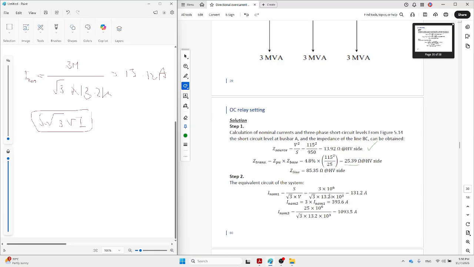So 131.2 amp, if not mistaken, correct? Oh yes, sorry, I missed a dot. 131.2 amp, okay? 131.2 amp times 10, for me it's working, okay.